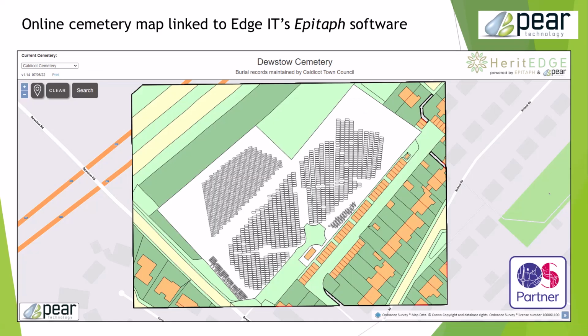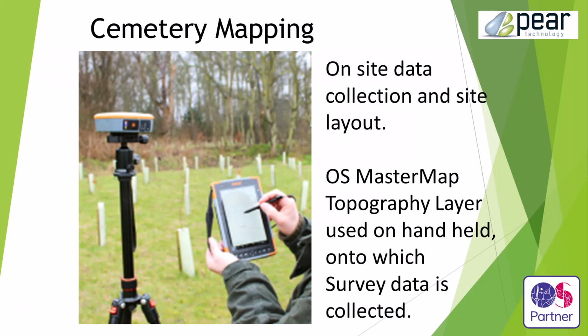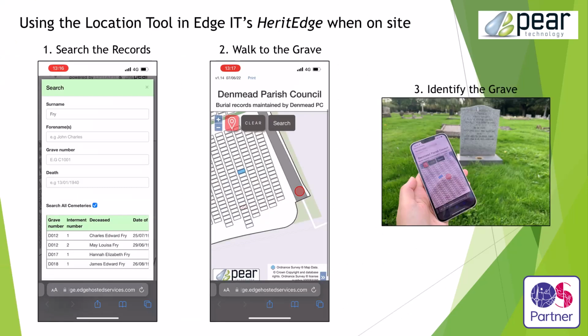The map published on the web can be accessed on a PC or mobile phone. Pear can assist with on-site surveys and data collection. Plots can be located on site by accessing the map and data on a mobile phone.